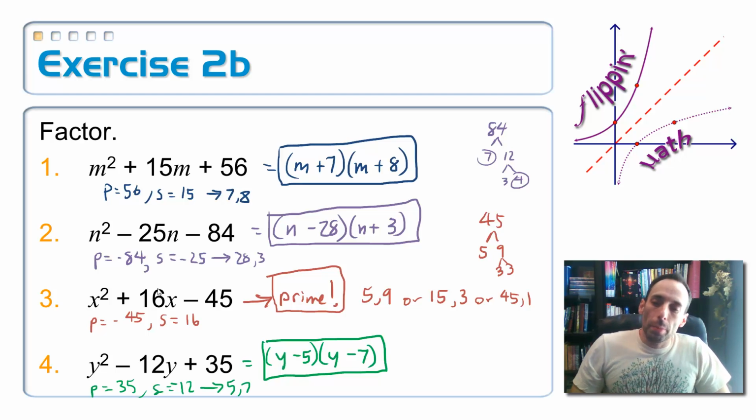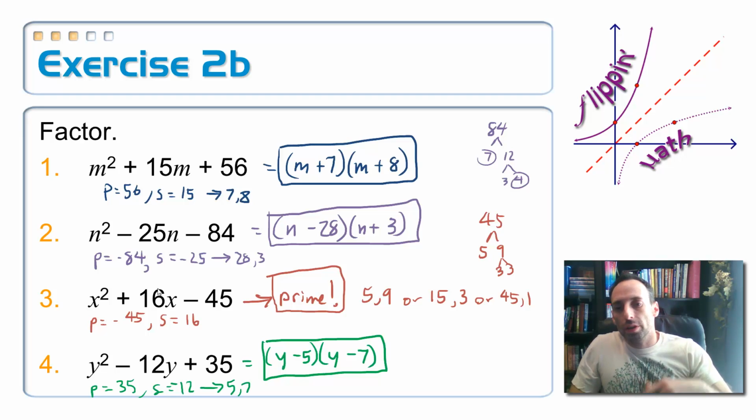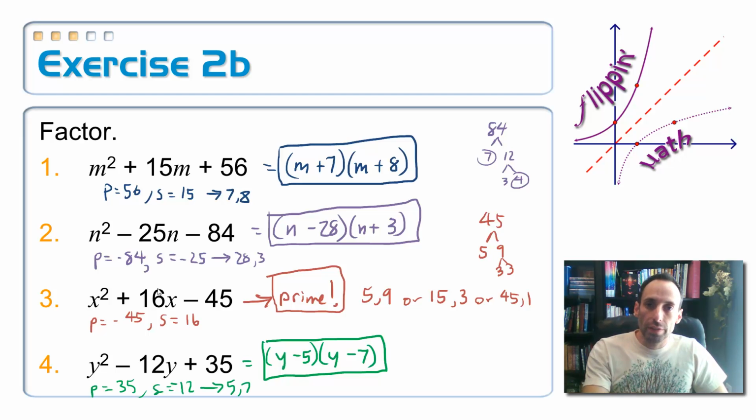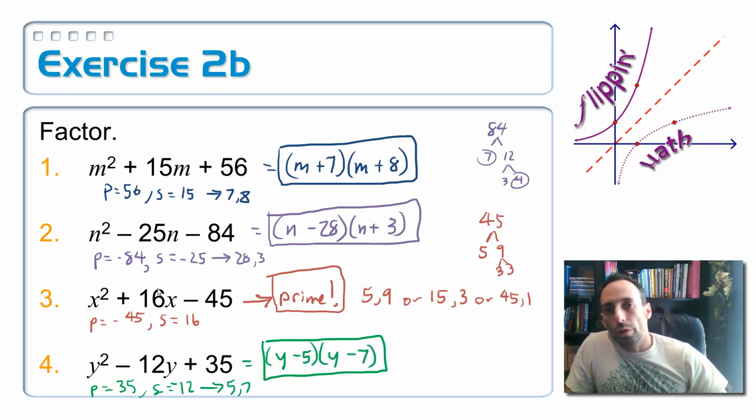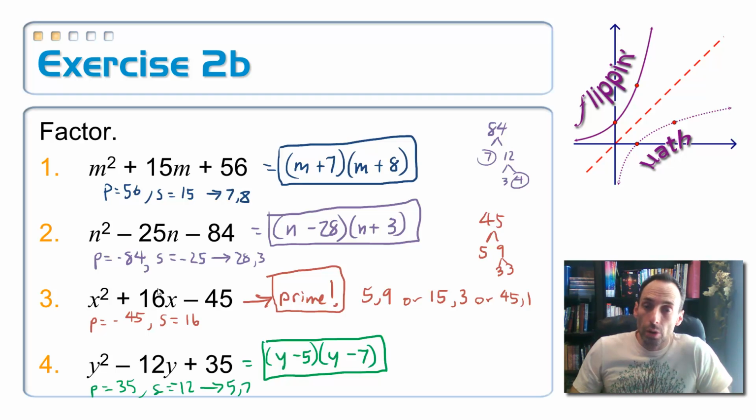Number 4, my product is 35, my sum is negative 12. Two things multiply up to 35, 5 and 7, and they add up to negative 12. They both have to be negative, though, because I have a negative sum. So y minus 5 times y minus 7. So there you go. That's how to factor a trinomial if the leading coefficient is 1. Now, in the next lesson, we're going to see, what if it's not 1?